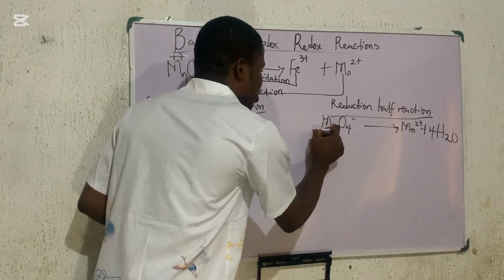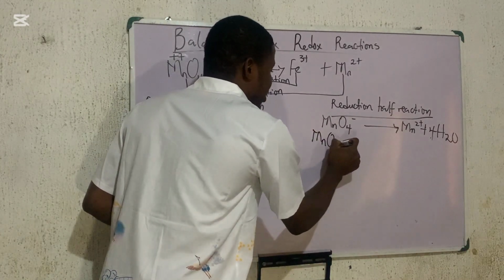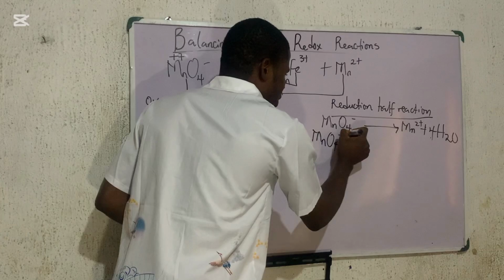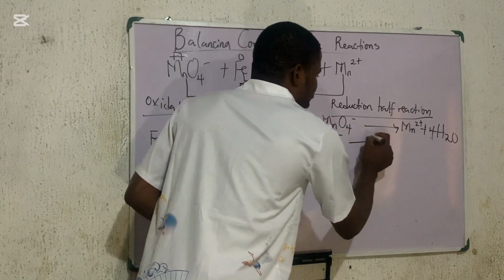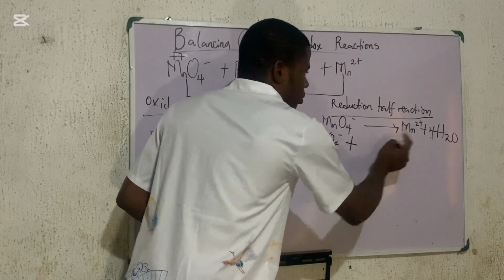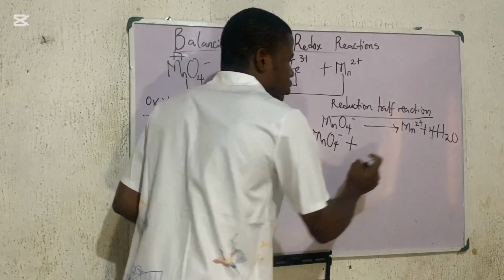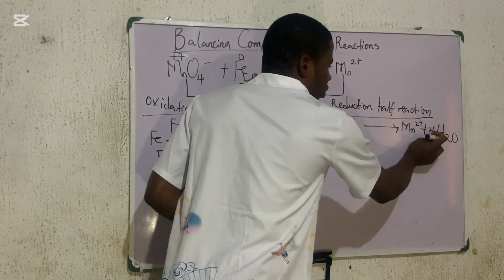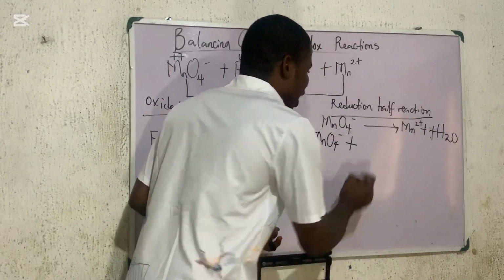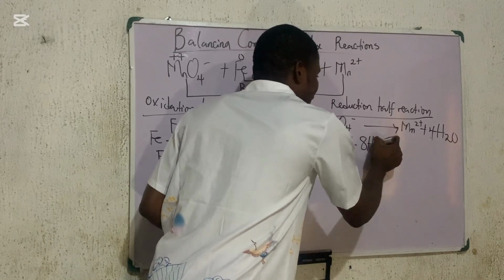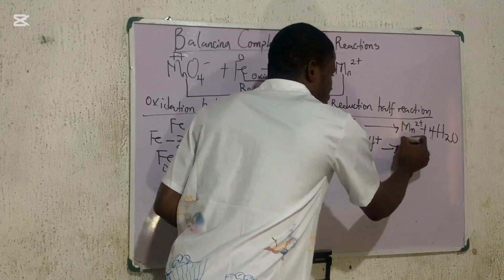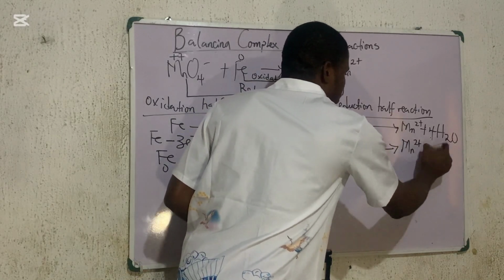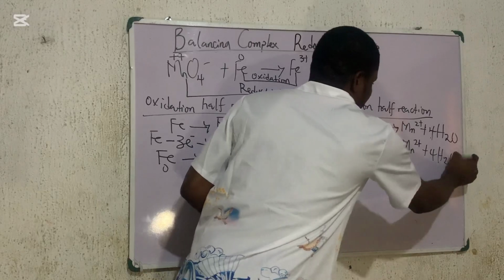So this would be like this: manganese 7 ion, plus, yes, because we have to introduce hydrogen. So I have 4 times 2, 8 atoms of hydrogen. So I have to introduce 8 moles of hydrogen ion so the hydrogen becomes balanced. Mn2 plus 4H2O. I hope you understand what I mean.